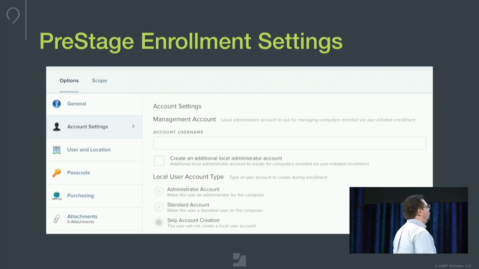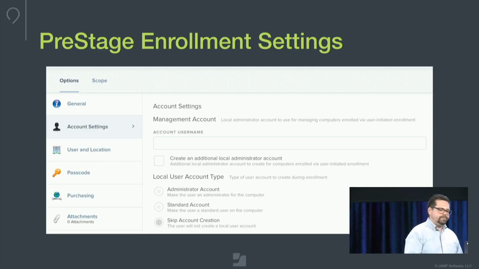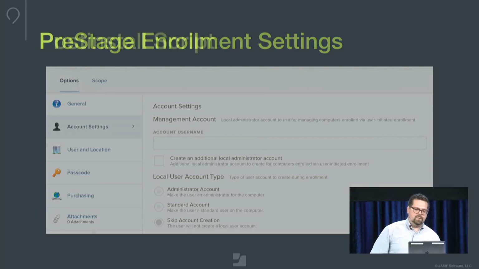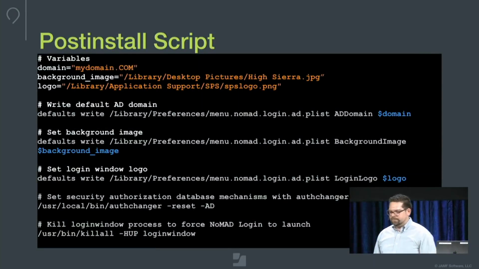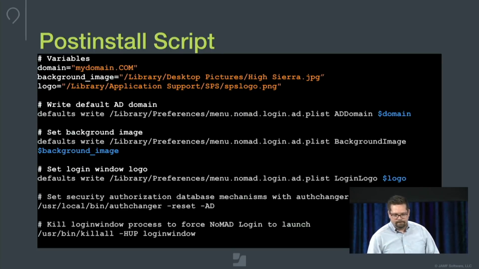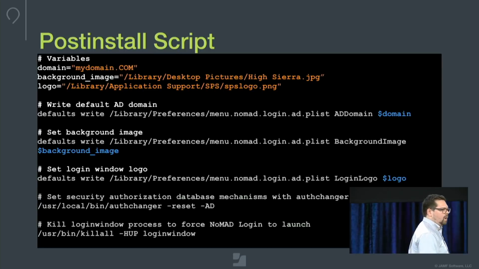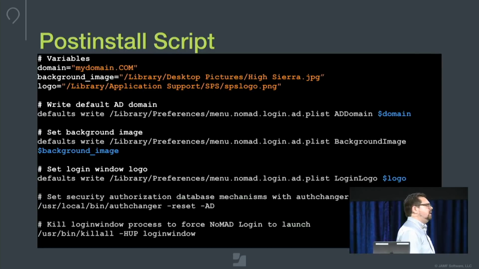Instead, we're passing that creation step, that provisioning step, off to NoMAD Login. Here's what a typical post-install script looks like. You're setting those 3 preferences from before. You are running AuthChanger. Again, AuthChanger is the utility that sets authorization mechanisms.